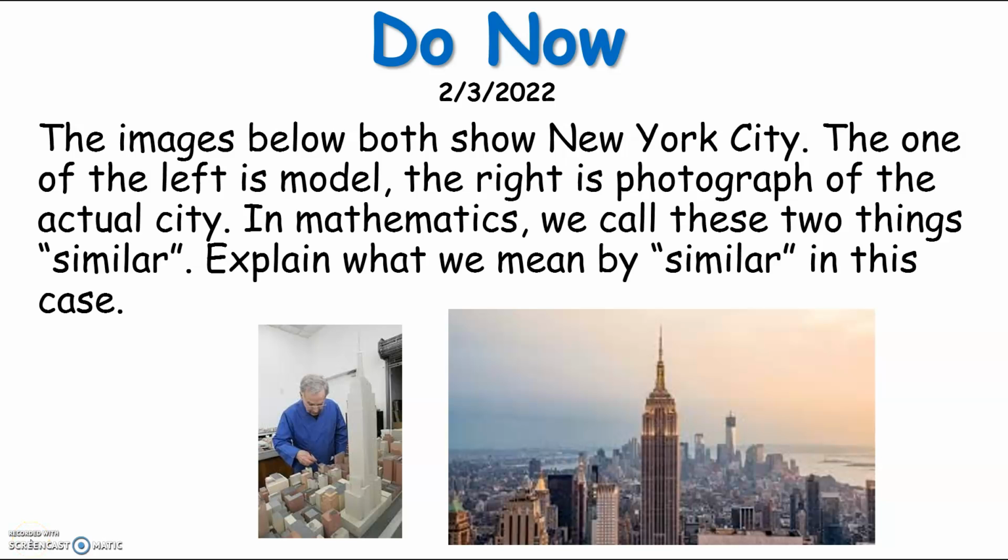All right, so the do now question from Monday was this. The images below both show New York City. The one on the left is a model. The right is a photograph of the actual city. In mathematics, we call these two things similar. Explain what we mean by similar.